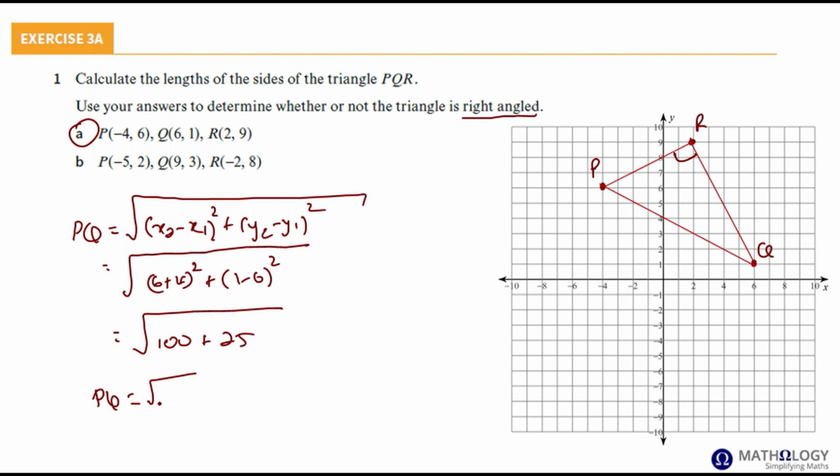We're not going to simplify this. This does equal 5 root 5. But we're not going to simplify that because we are looking to show that PQ squared equals PR squared plus QR squared. In fact, we could just as easily just square this immediately. So if PQ is root 125 and PQ squared equals 125, because we're using Pythagoras' theorem, or at least applying it, it's probably a good idea to just express it like that. And we'll do the same for PR and QR.